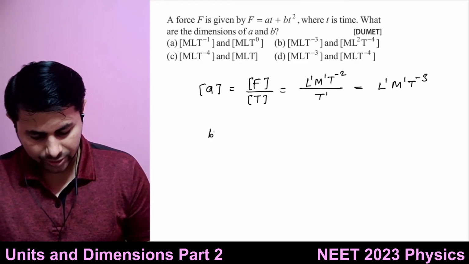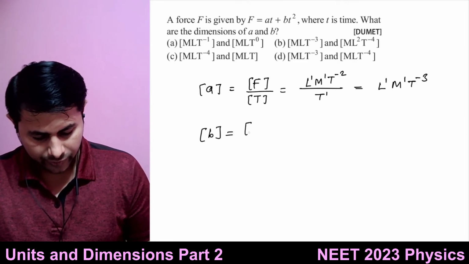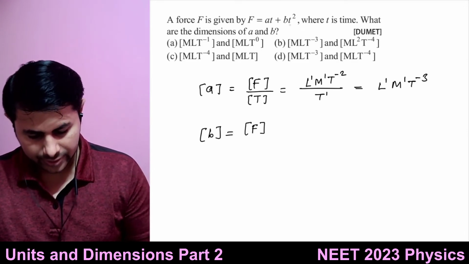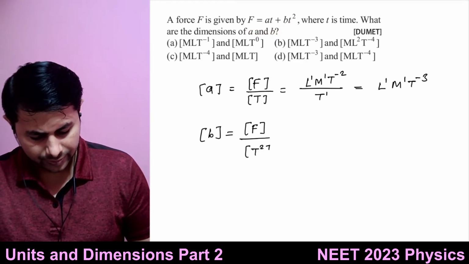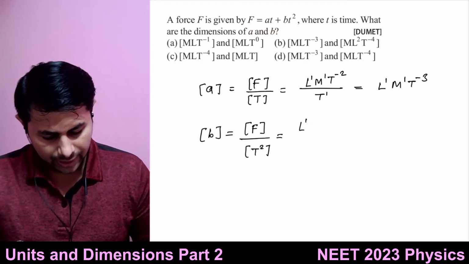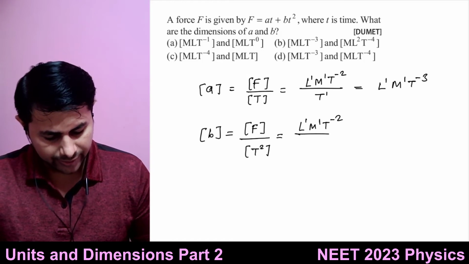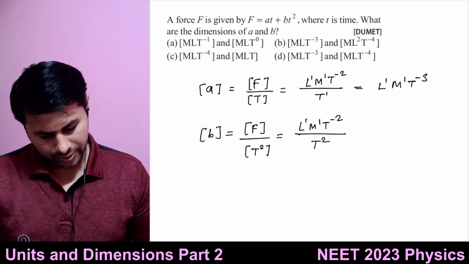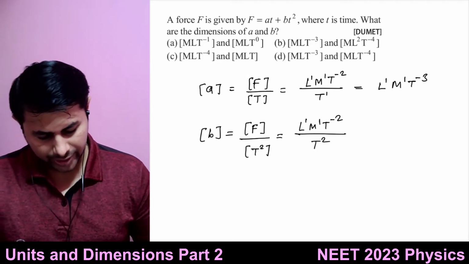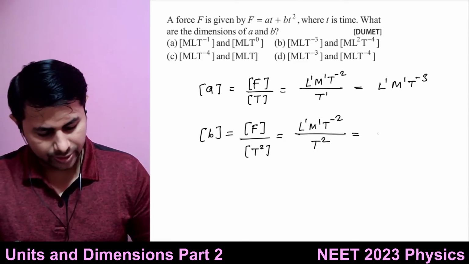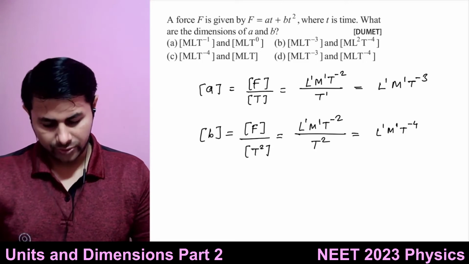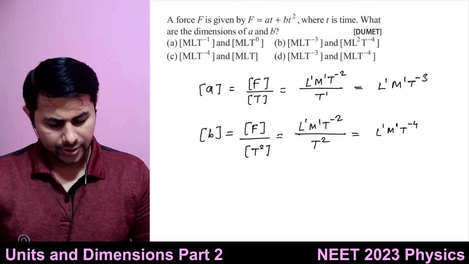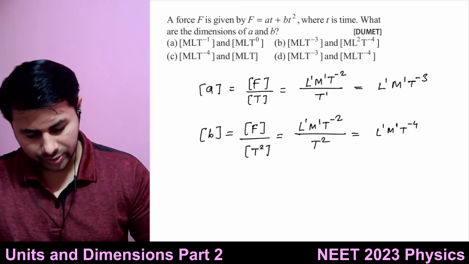And for BT square, the dimensions of B are force divided by T square, force upon T square. So it's equal to L1 M1 T raised to minus 2 divided by T raised to 2, and if you take it in the numerator, it becomes T raised to minus 4. So L1 M1 T raised to minus 4. So what is the option? Option D. Okay, so option D is the answer.